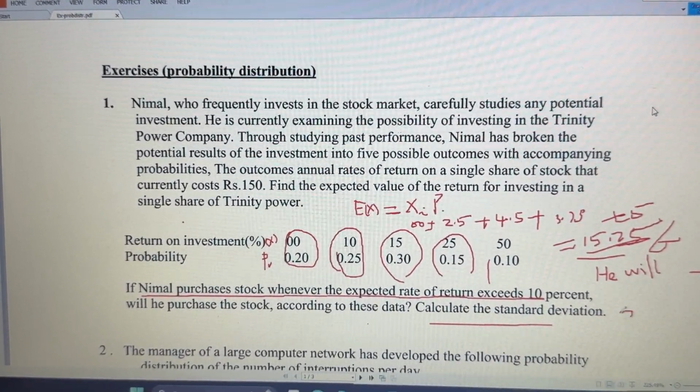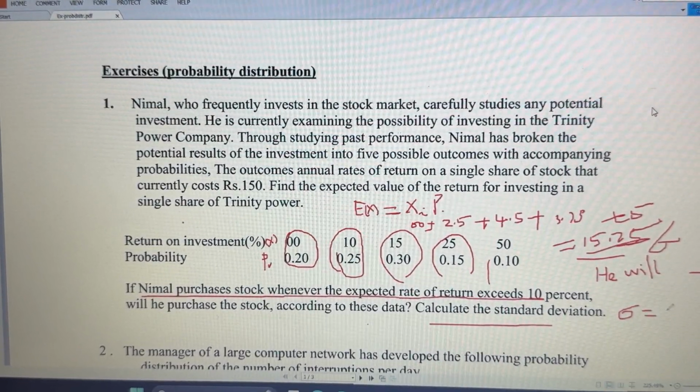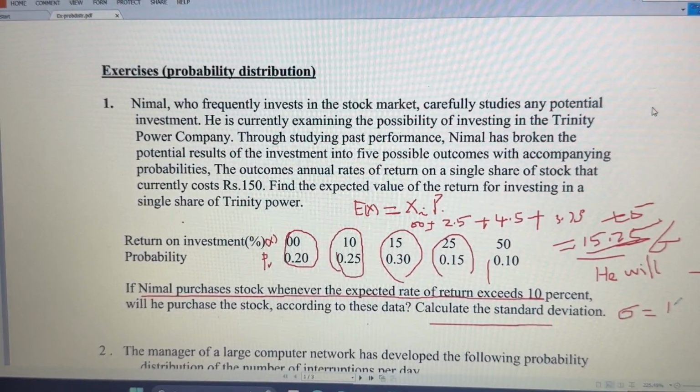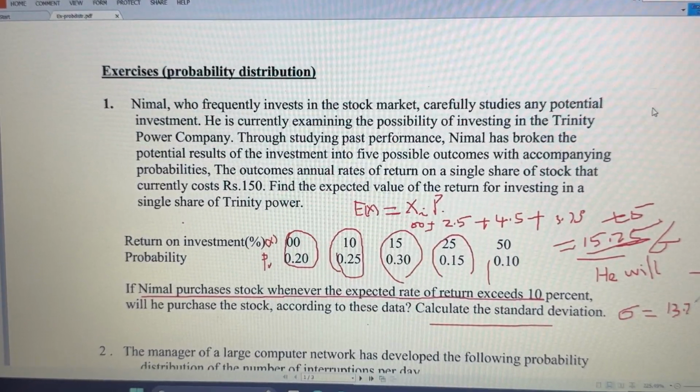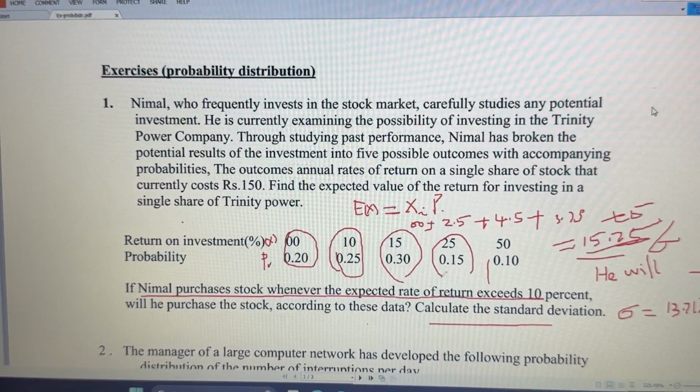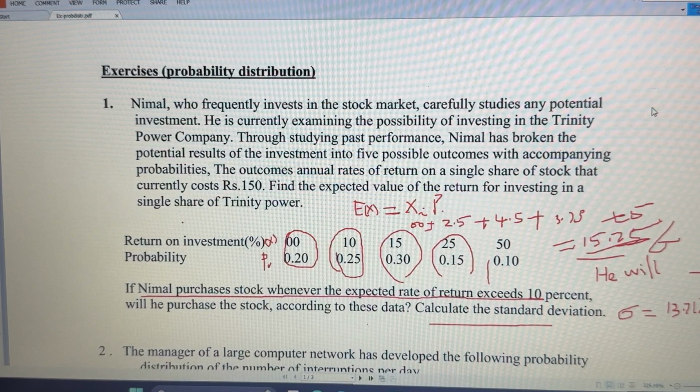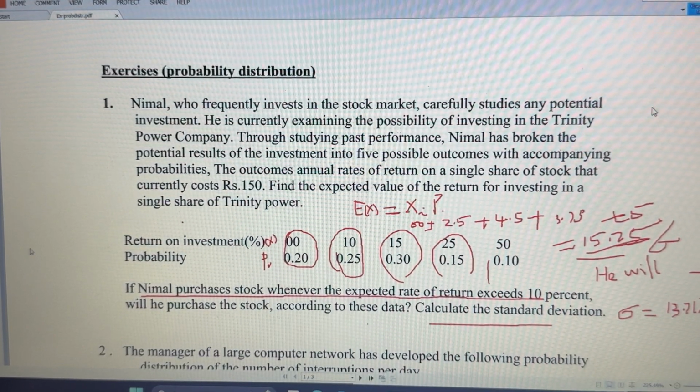Now most of you have sent it. That is 13 point. Like earlier, you can calculate 13.71%. If you have any doubt, you can ask me.